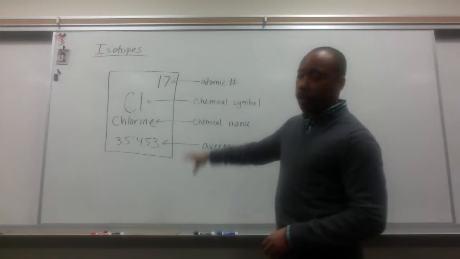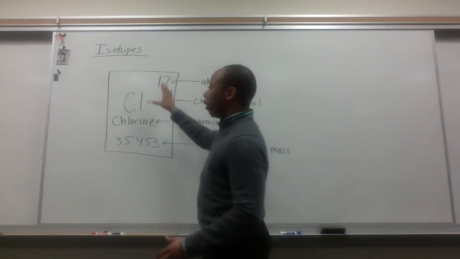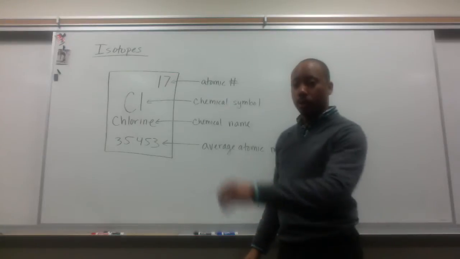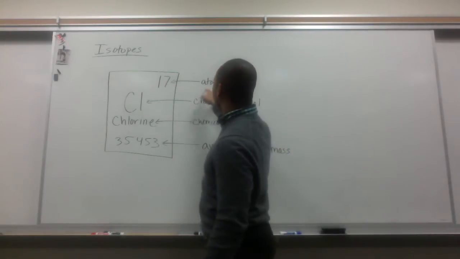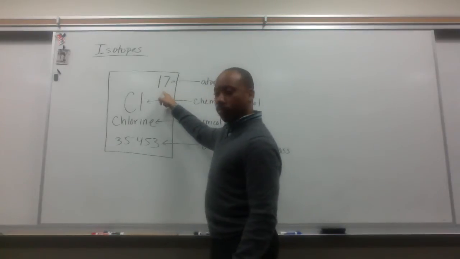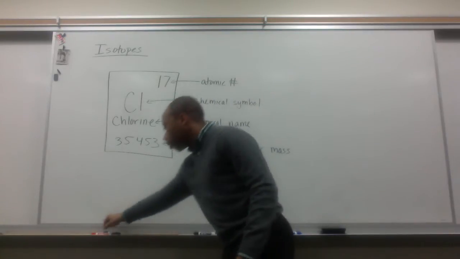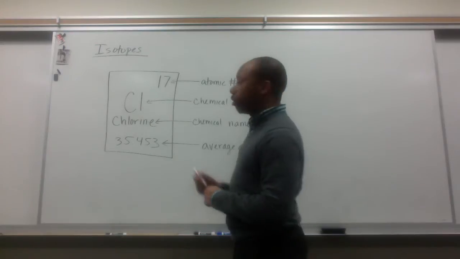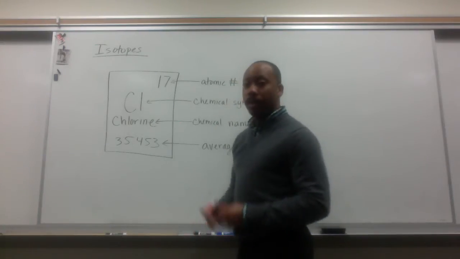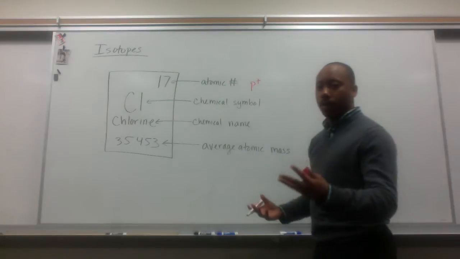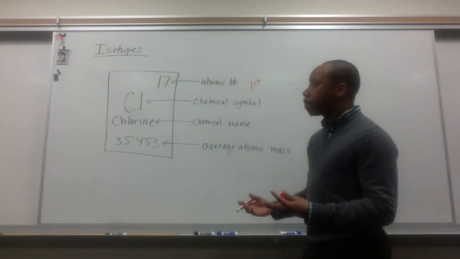So on a periodic table, you see a layout like this for each and every atom. We're going to use chlorine as our example today. For a chlorine atom, it has an atomic number of 17. This always denotes the number of protons in the atom. That usually doesn't change unless you're talking about radioactive decay.